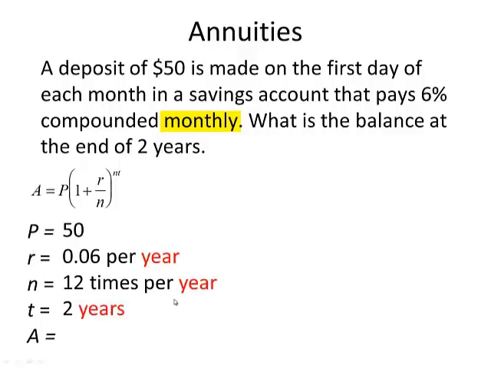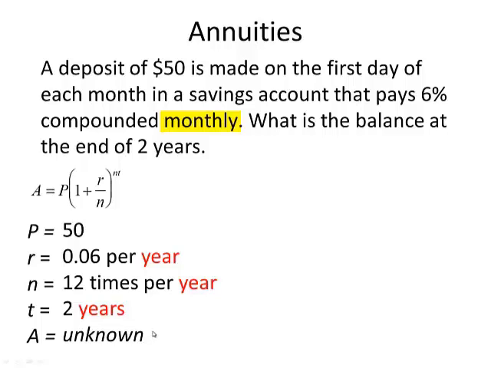Make sure all these have the same units on them, otherwise they don't work. If you put N is 1 time per month, then you realize that this is not going to work out. Or if you put 24 months, then this will also not work out. And A is the unknown. That's what you're trying to find.